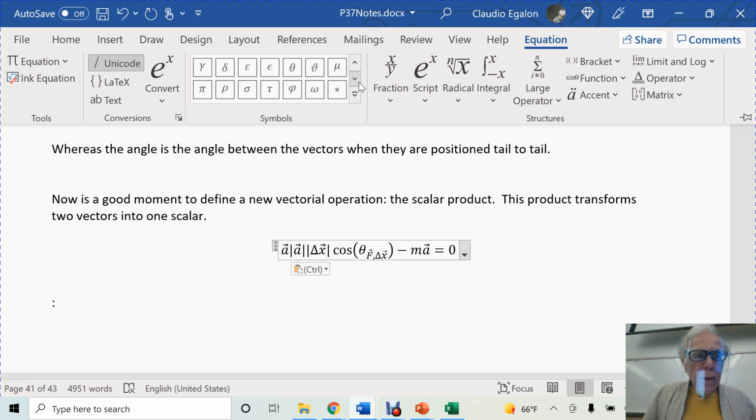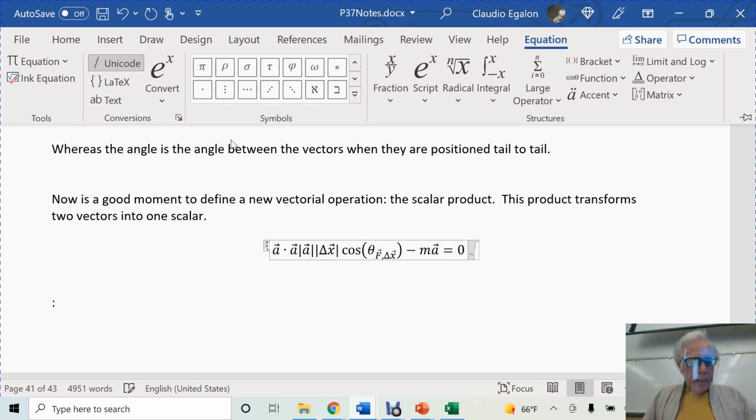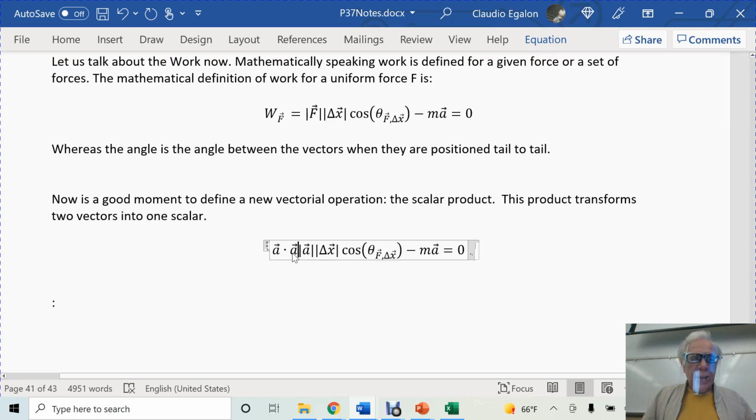Let's see if I can find a dot here. Okay, this dot here is better. Here we go. That's how we represent the scalar product. We're gonna write that down here.